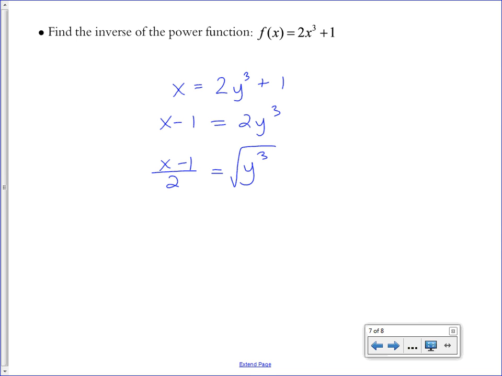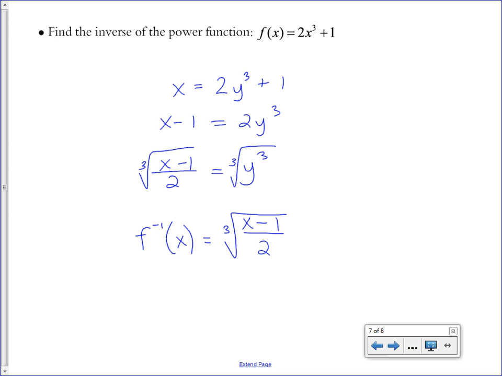Cube root it. There's never a plus or minus in front of an odd root. If it's positive, then we're taking the positive root. That's it. And we're going to write this final answer in function notation. So it will be the third root of x minus 1 over 2.